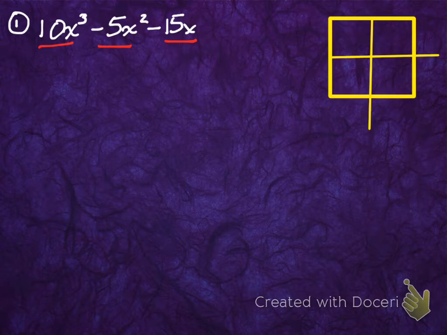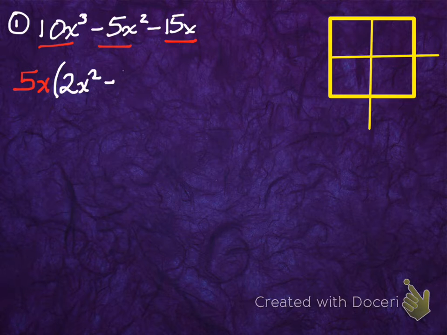If I look at the three terms, they are all divisible by 5. So I want to factor out a 5. And they all include an x, so I'm going to factor out an x. That leaves behind 10 divided by 5, which is going to be 2. If I had 3 x's and I take out 1, I'm left with 2. 5 divided by 5 is a 1, and the minus sign stays. You don't have to write a 1. A 1 is understood in front of a variable. If I have 2 x's and I take out 1, I'm left with just an x.